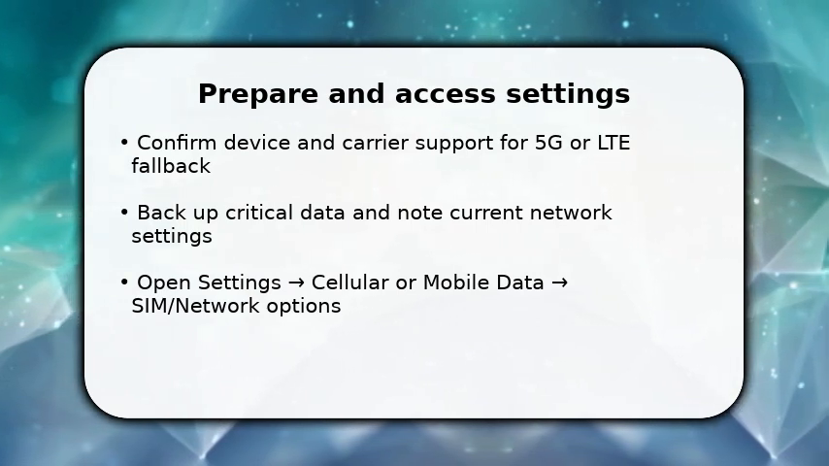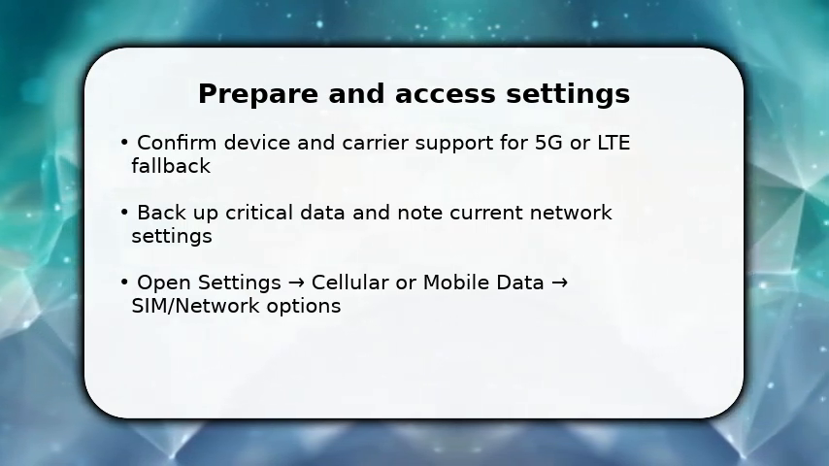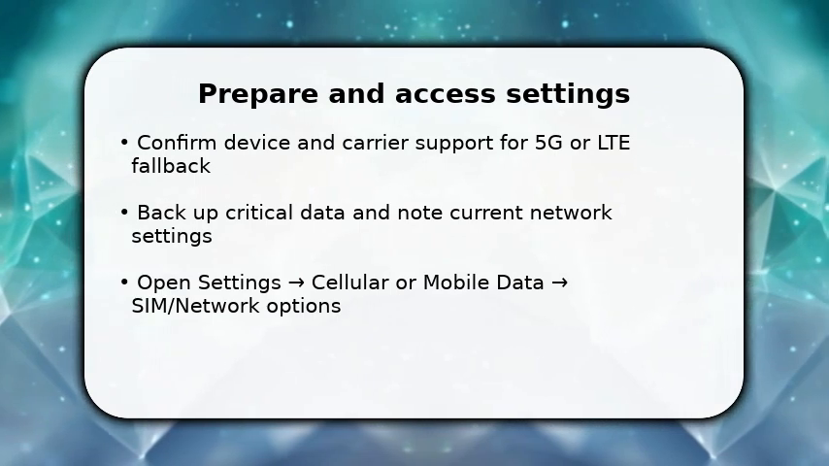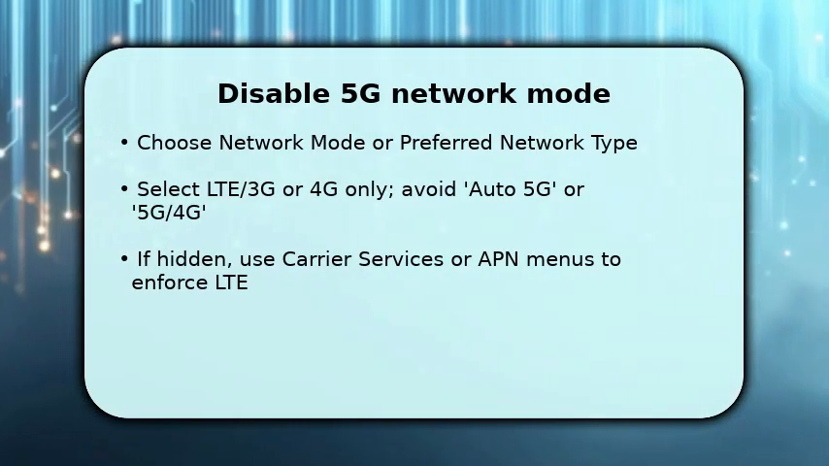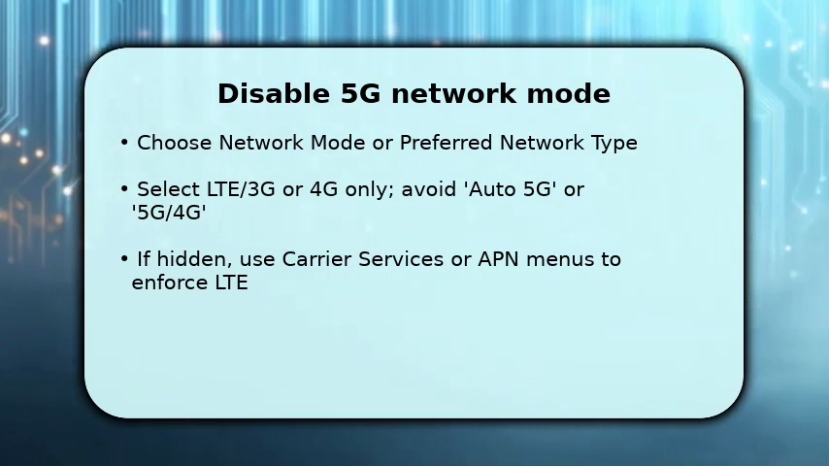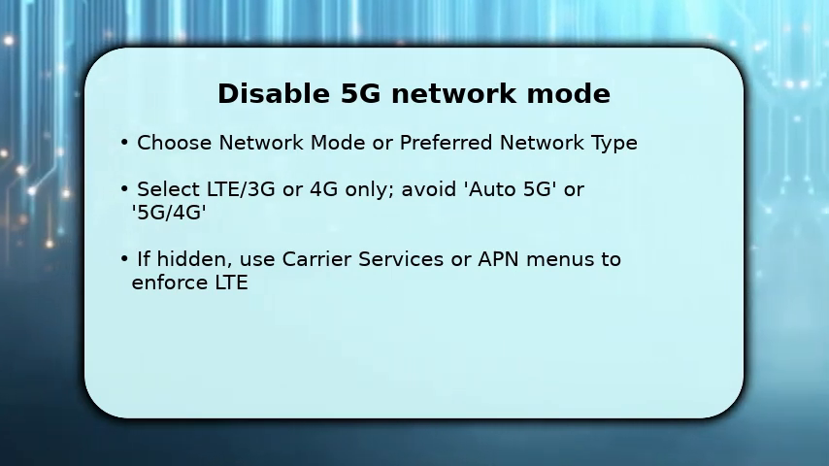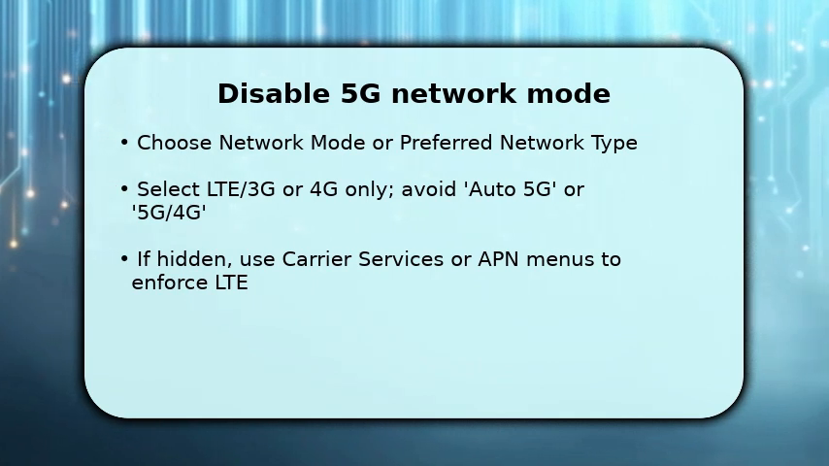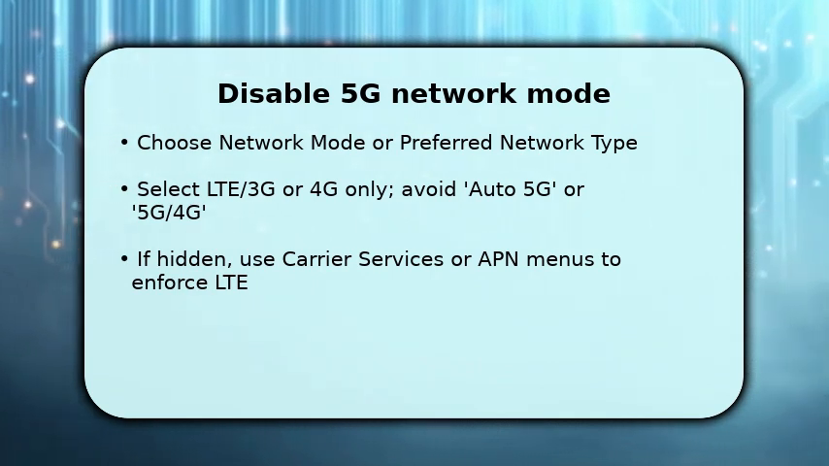In the network mode menu, choose the preferred network type. Switch from any 5G option to LTE/4G or 3G. You do this because forcing LTE prevents your phone from tuning to 5G bands. Select the explicit LTE or 4G option rather than auto modes.